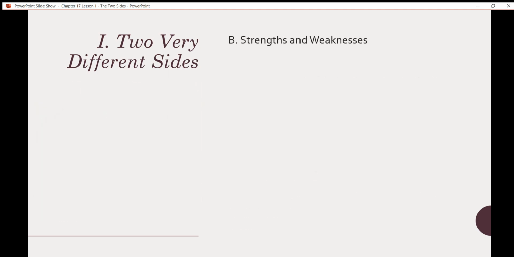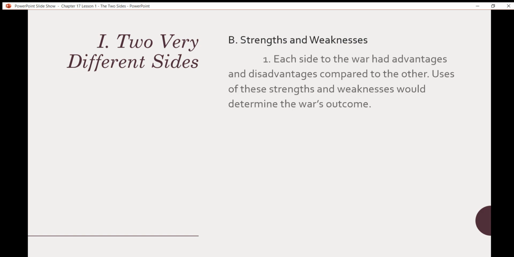So let's talk about each side's strengths and weaknesses. The 2 very different sides: strengths and weaknesses of being in the North and the Union, strengths and weaknesses of the South and the Confederacy. Each side to the war had advantages and disadvantages compared to the other side. Uses of these strengths and weaknesses would determine the war's outcome.